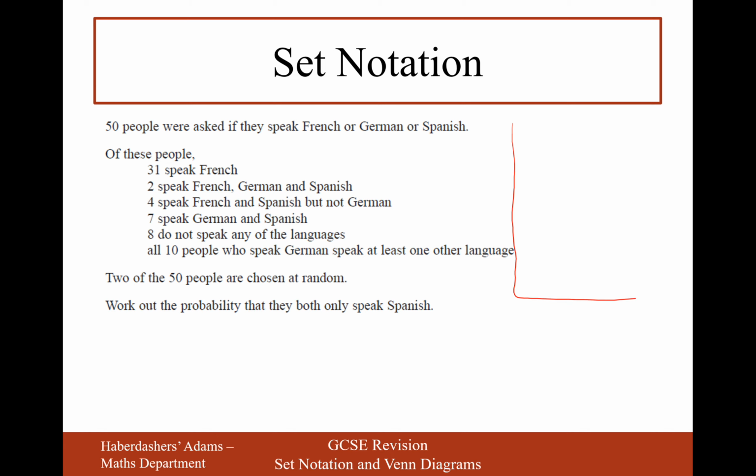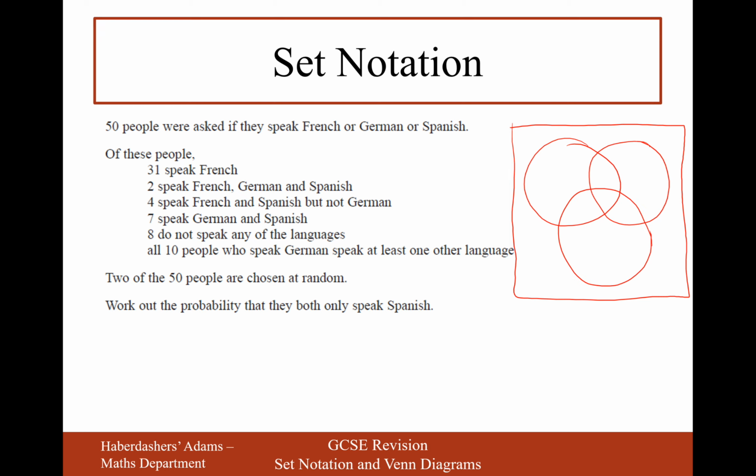Okay, so let's draw a Venn diagram out. We have French, German, and Spanish speaking people. 10 do not speak any of the languages. 4 speak French and Spanish, but not German, so that would be 4 students here. 2 people speak French, German, and Spanish, so that would be 2 people here.